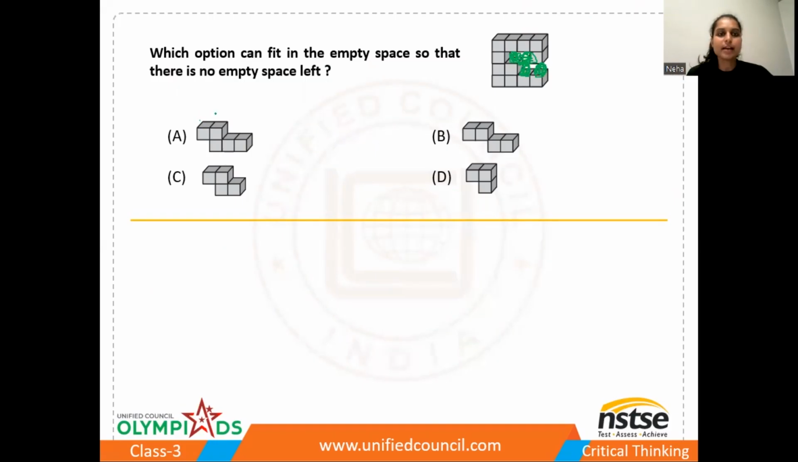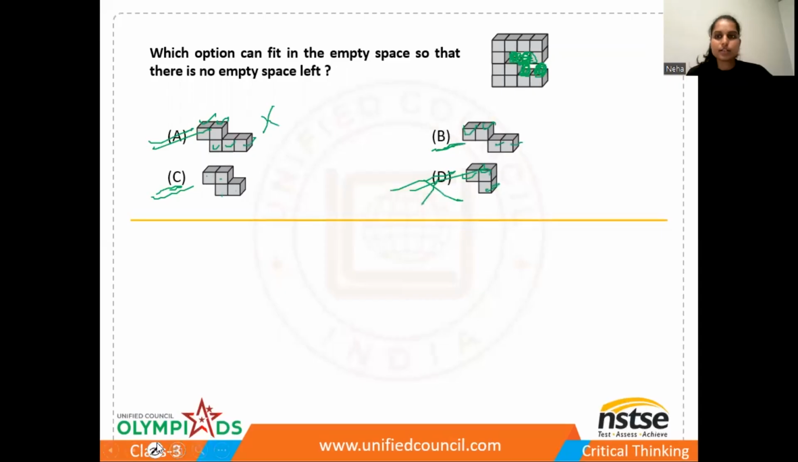So in this image, I have 1, 2, 3, 4, 5 blocks. This is not right. In this, we have 1, 2, 3, 4. This image has 4 blocks. This has 1, 2, 3. This is not right. And this image again has 4 blocks. That means option A and option B I can eliminate, but option C and option D I now have to check.